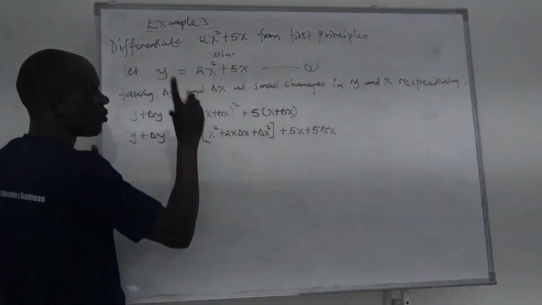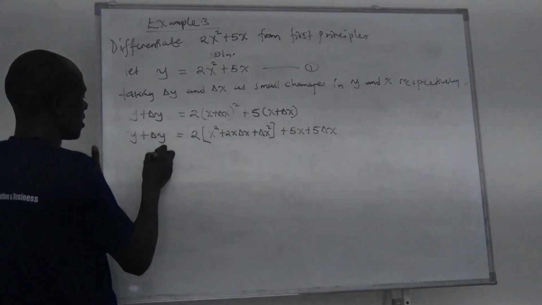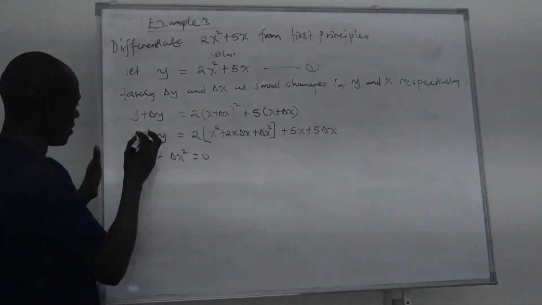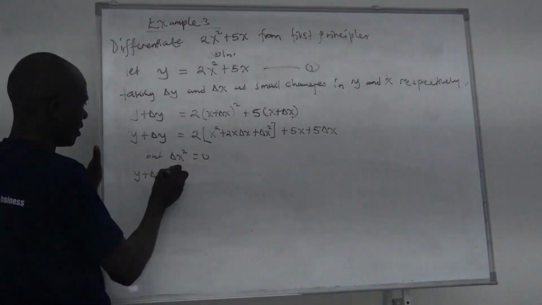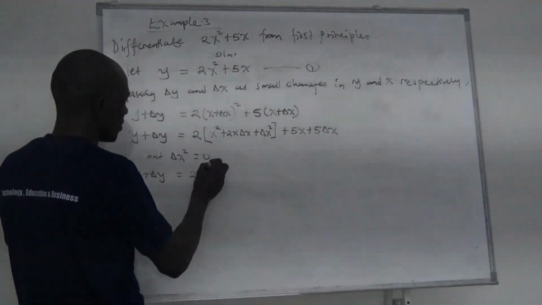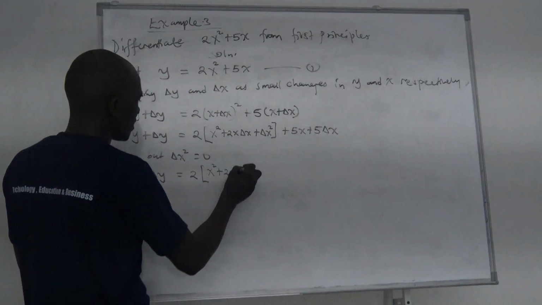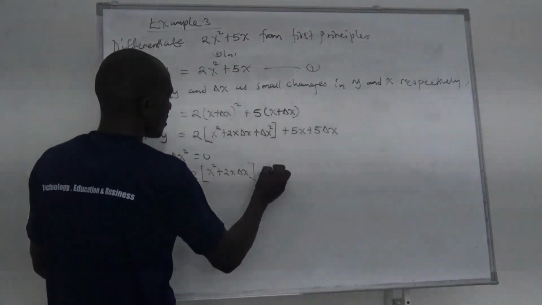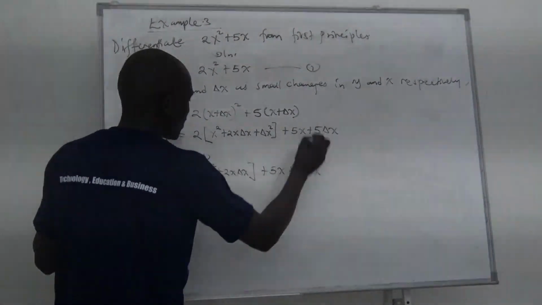But you see, when you say delta x squared, you put a 0, since the small change squared is equal to 0. What do you remain with? You remain with y plus delta y equals 2x squared plus 2x delta x. The other is already 0, you already see plus 5x plus 5 delta x.